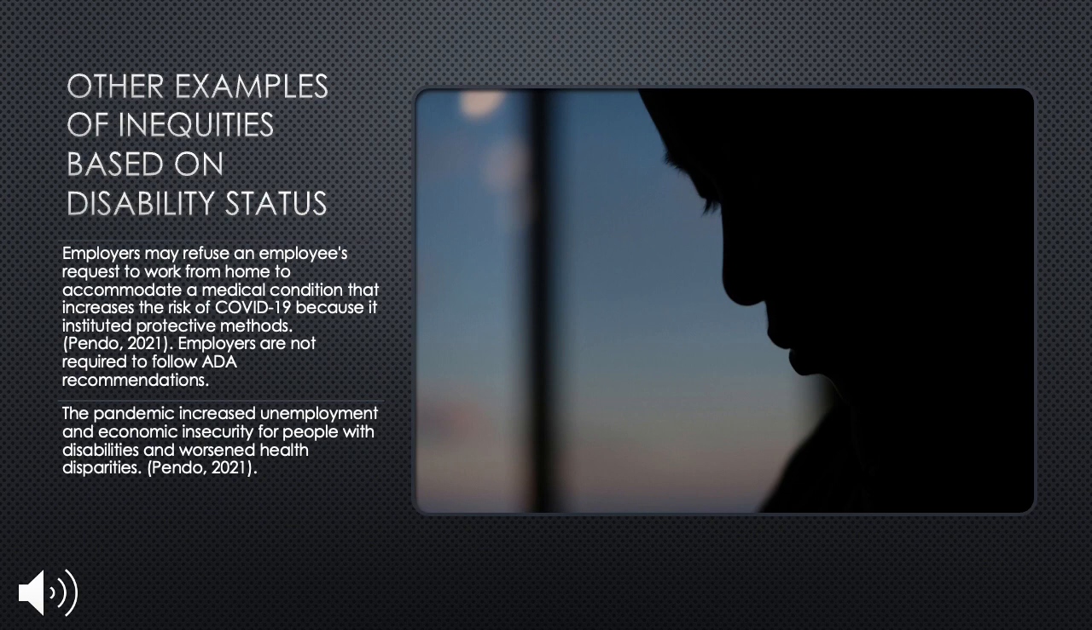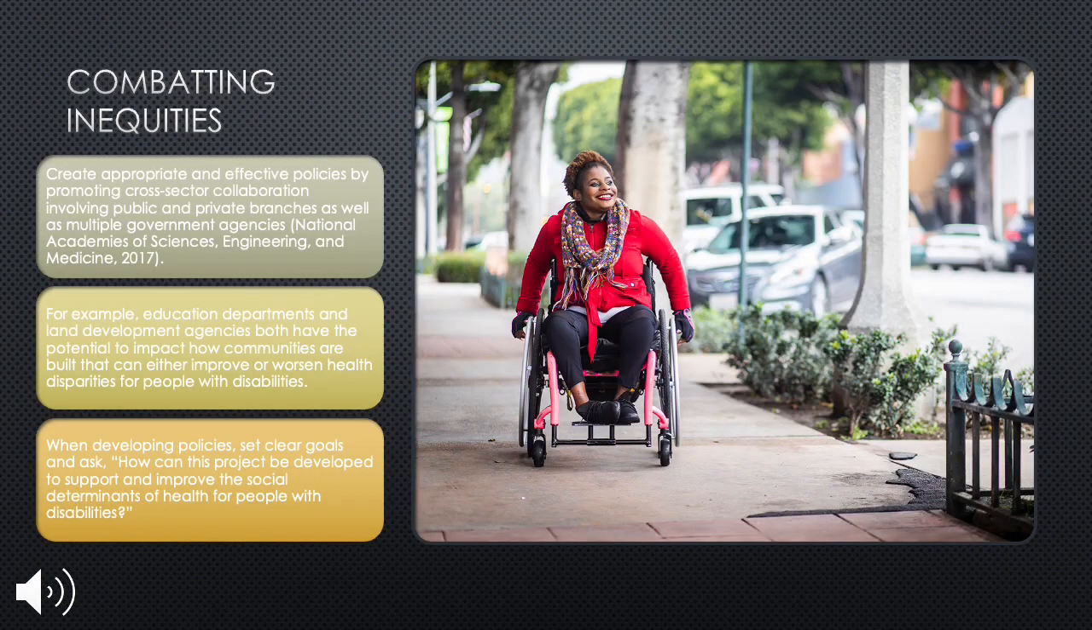So this relates to small businesses with employers or with fewer than 15 employees. We know that health inequities exist. So how do we improve them? One way is through cross-sector collaboration that involves both the private and public sectors, as well as multiple government agencies.